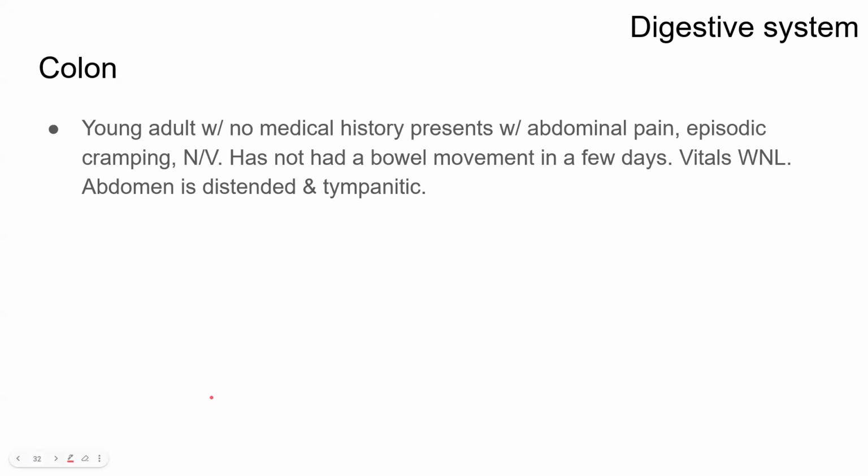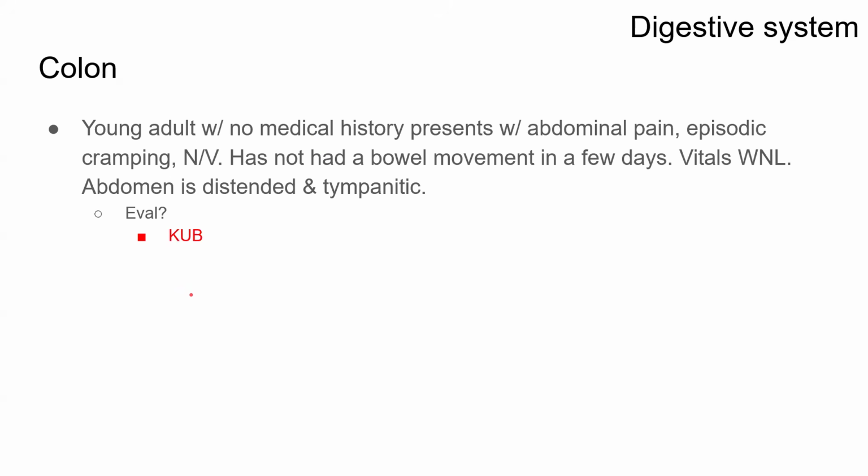Okay. We were just talking about sigmoid volvulus, so we'll stay around in the colon. We'll talk about a different kind of volvulus. There's a young adult with no medical history, previously healthy. They present with abdominal pain, episodic cramping, maybe nausea, vomiting. They haven't had a bowel movement in a few days. Vitally, they're stable. And then on physical exam, their abdomen is distended and tympanitic. How do you want to evaluate this patient?